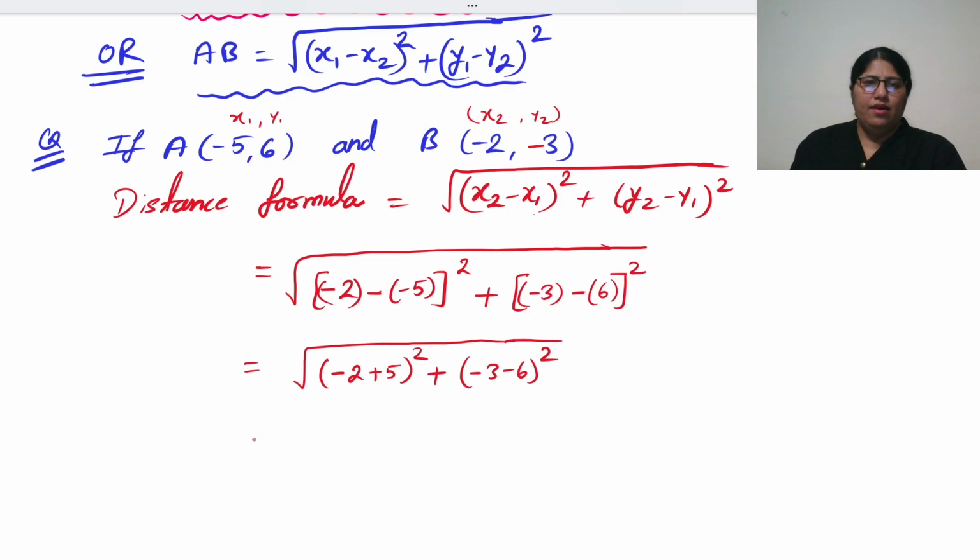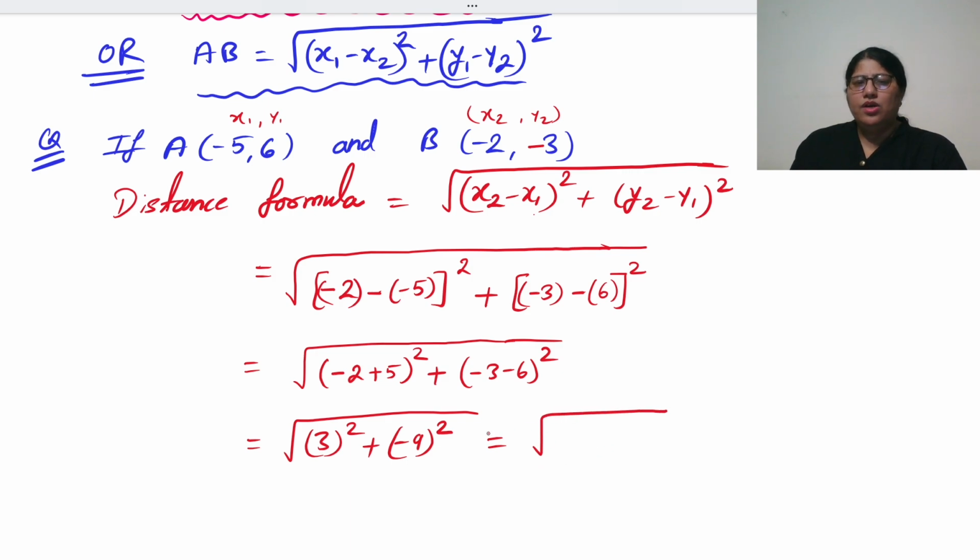Then how are you going to take it after this? Here, if I take it here, it is 3 square plus minus 9 square. And now because this is a square, you are always going to get the positive value. So 3 square is going to be 9 plus here minus 9 square. Minus 9 square means minus 9 into minus 9, which is 81. Correct? So here if I take this, 81 plus 9 is going to be root 90. Right? Now root 90, it is in surd form.